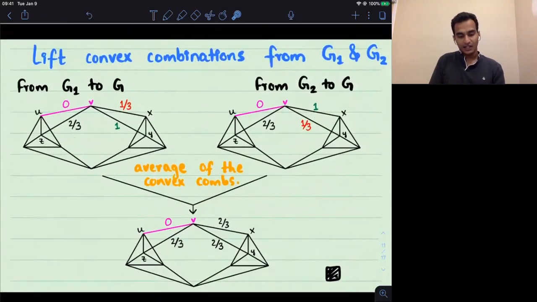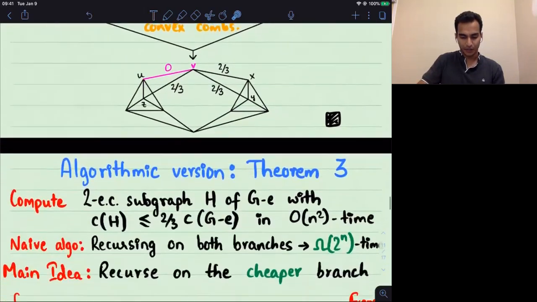Fortunately, performing the same lifting operation on the graph G2 in a symmetric way ends up producing another convex combination which is skewed. And the nice thing is that these skews cancel each other. Taking a simple average of these convex combinations gives the desired convex combination for the graph G. This finishes the proof of Theorem 2.